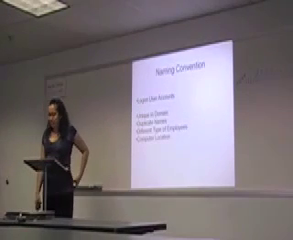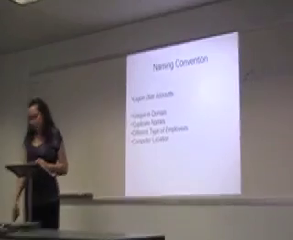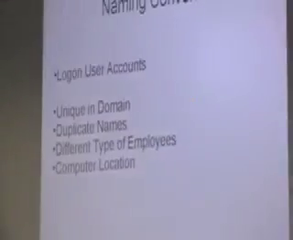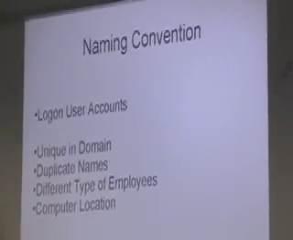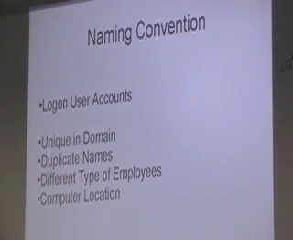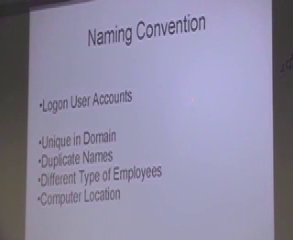I'll be speaking a little bit about Active Directory users and computers. We use a specific naming convention to more easily identify user accounts within the domains in the Active Directory. Naming conventions should be used to uniquely identify users and to identify users with exact names. It may also be useful to differentiate between different types of employees, such as temporaries or contract employees. Also, it makes it easier to identify where a particular computer is located.